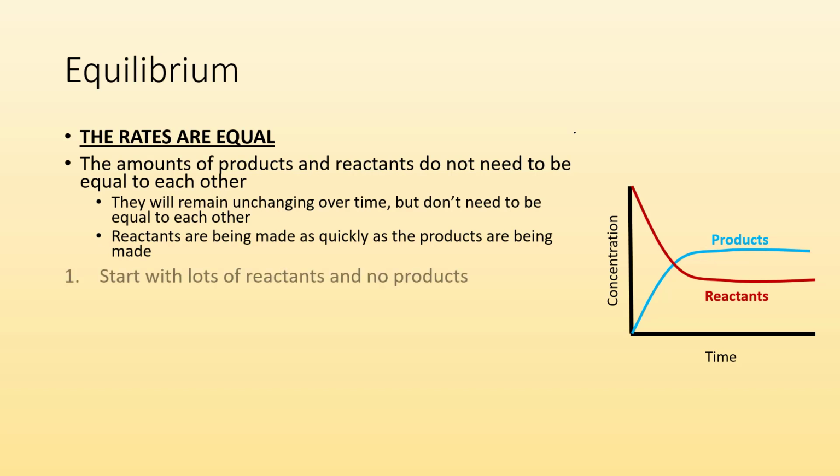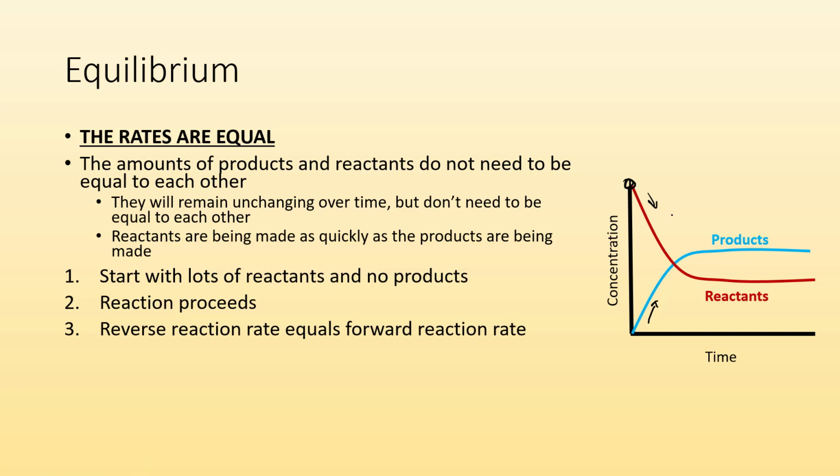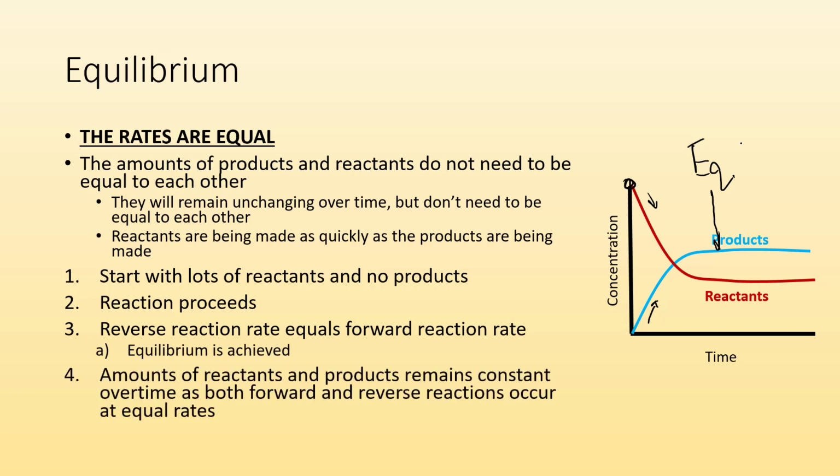Right? So first, let's say in this example, we started with a lot of reactants and we started with no products. As the reaction proceeds, well, I'm using up reactants, so they decrease, and I'm creating products, and they increase. And then the reverse reaction rate is going to get to the point that it's equal to the forward. So right about here, I think, equilibrium is achieved. Because the amount of reactants and products remains constant over time as both forward and reverse reactions occur at equal rates. As quickly as I'm making products, I'm recreating the reactants, and they stay at a constant level over time.